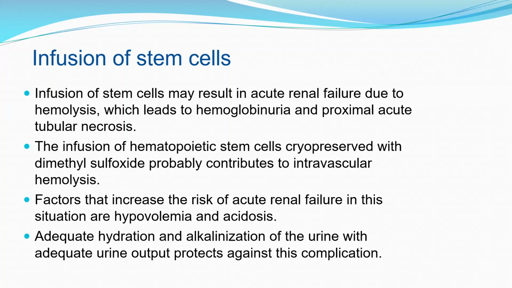Acidosis and hypovolemia also increase the risk of renal failure, and we can prevent this complication by proper, adequate hydration and alkalinization of urine with adequate urine output.